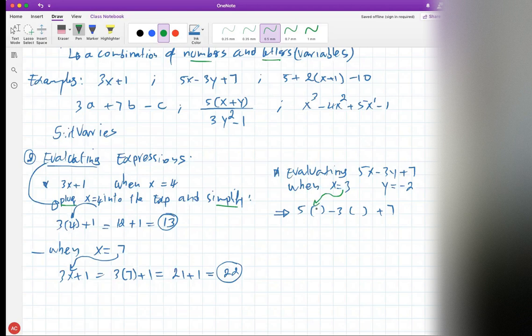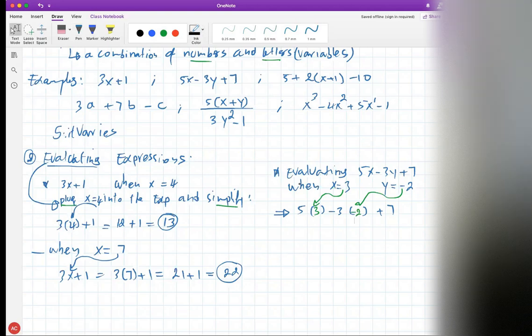Now we're going to plug this here, that's 3. Plug the y here, that's -2. It is -2, not just 2. Make sure you plug the value as it appears. We have -2, we put -2. This negative is from the expression. Here, x is 3, so we put 3. Okay, so now once you plug, as you can see, this looks familiar.